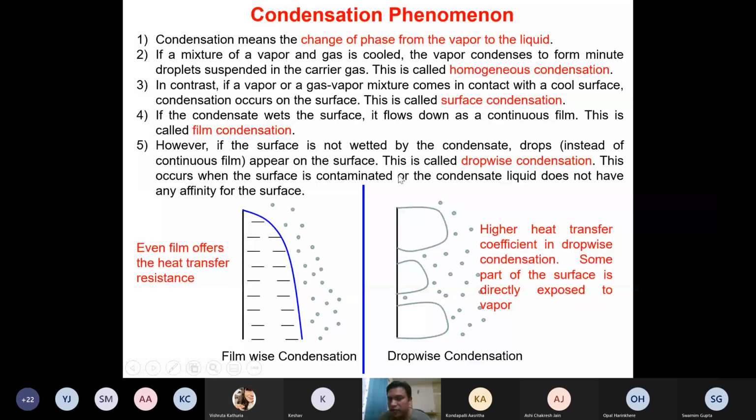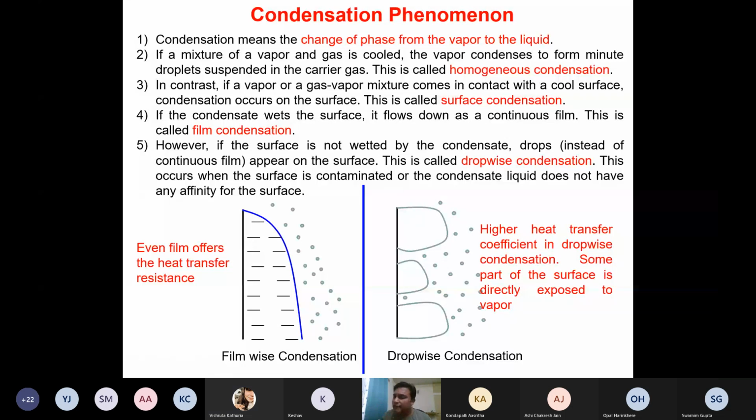Otherwise, the most common phenomenon is film wise condensation, where the condensate forms a continuous film. So in this case there is no continuous film, only the drops are formed at distinct locations, and in between there are free spaces as shown here. Okay, correct? Is it clear? Still not clear? Yes, sir, it's clear now.